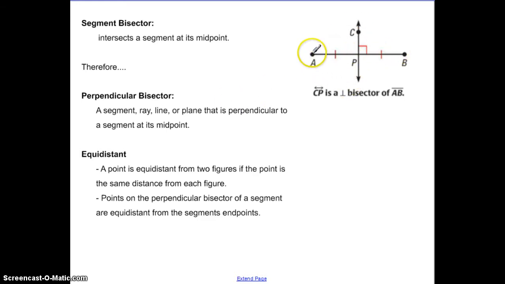Now, just like you did in your picture, when you measure the distance from this point C, which is on the perpendicular bisector, to point A and to point B, they should be equidistant, which means that the point is the same exact distance from each figure. So here our figure is C. Okay? Equidistant also means that points on the perpendicular bisector of that segment are equidistant from the segment's endpoints. Okay? So this is exactly what this picture is representing.